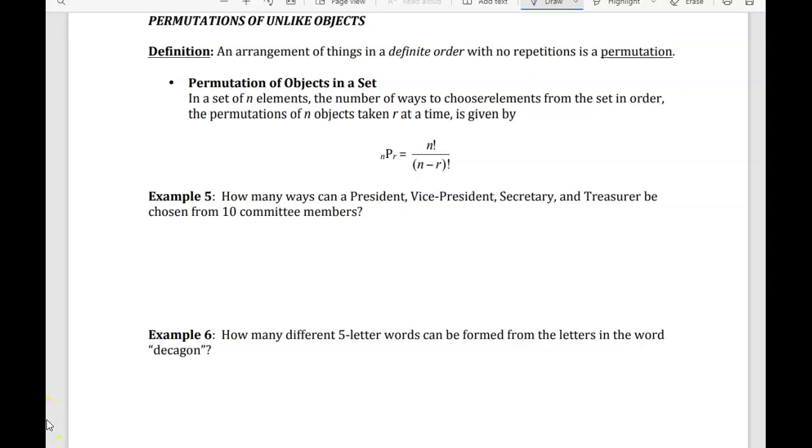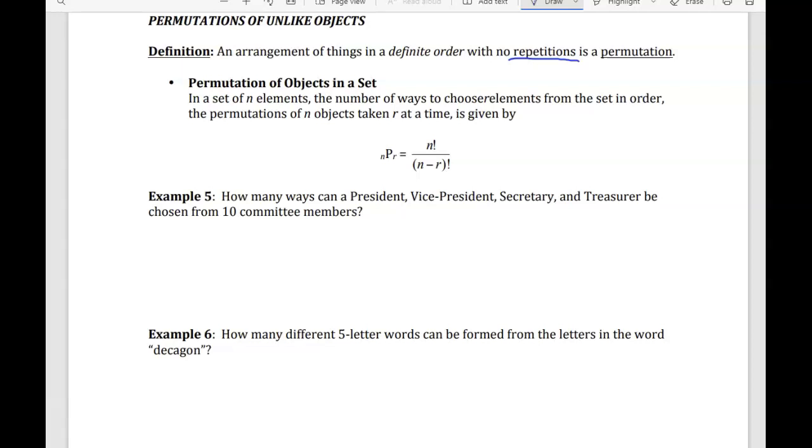So now we want to look at arranging things in a definite order with no repetitions. These are called permutations. We're not necessarily taking all of our objects as we were before, but we're taking some of the objects. These are going to be considered permutations because we're going to place them in a certain order.